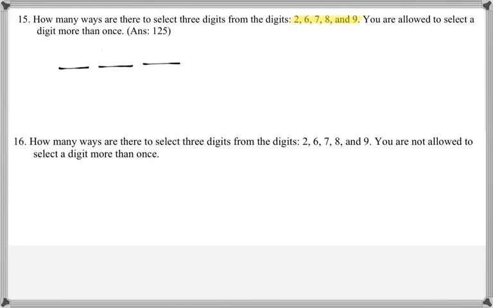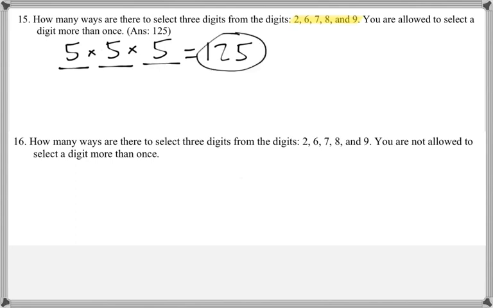So we have 5 options for the first digit that we select, and we have 5 options for the second digit that we select, as well as the third. So 5 times 5 times 5 is 125.